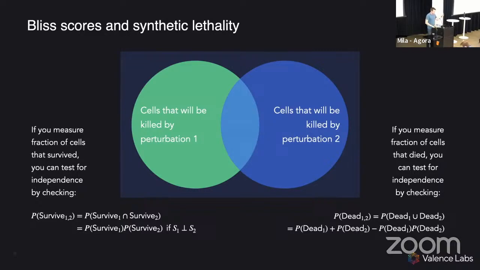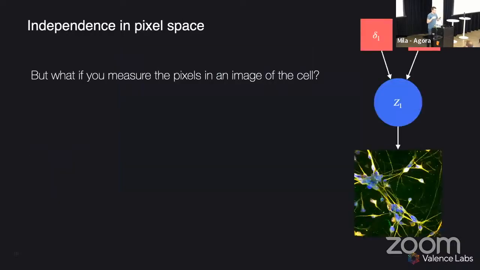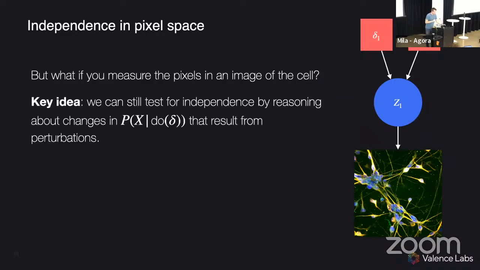And the challenge here for us is that now we're going to work with pixel space, right? So we're not in control of that measurement process anymore. Okay, so we're just measuring pixels in an image. And can we still answer the same kinds of questions? The main idea that I'm going to show is that we can still answer these kinds of independence tests by looking at how changes in conditional densities are affected by perturbations, right?